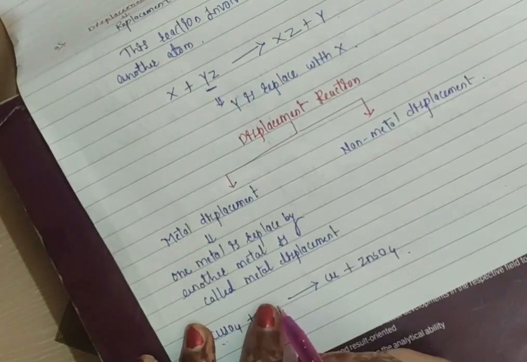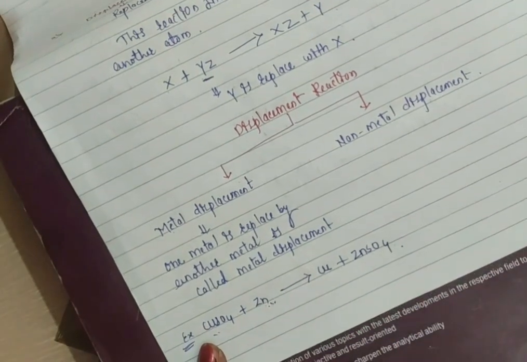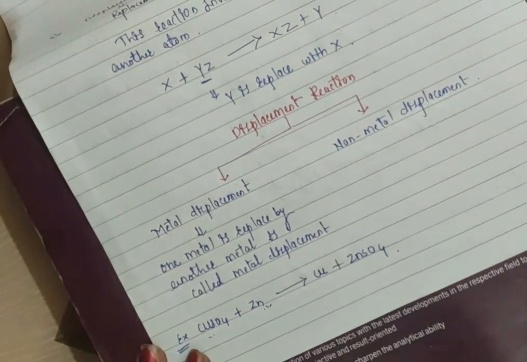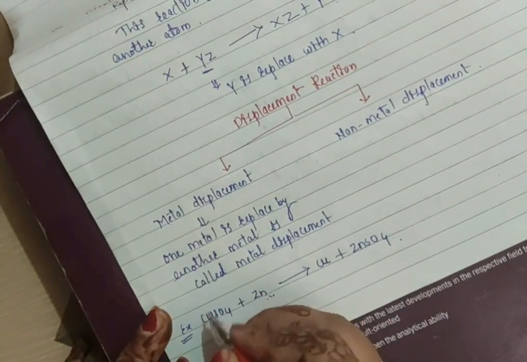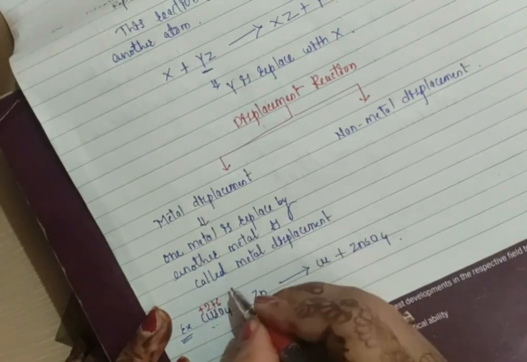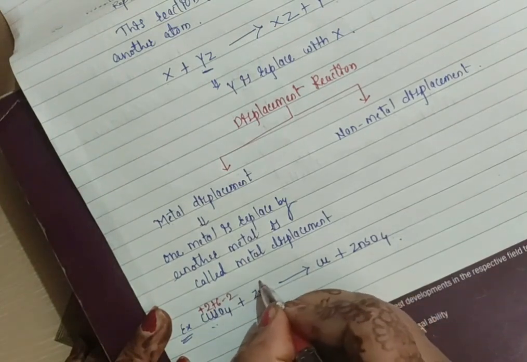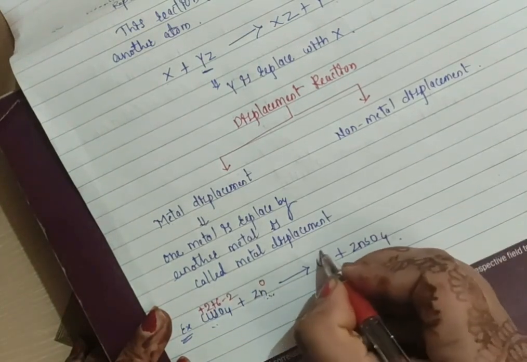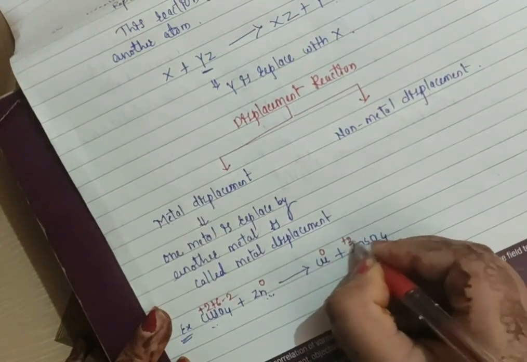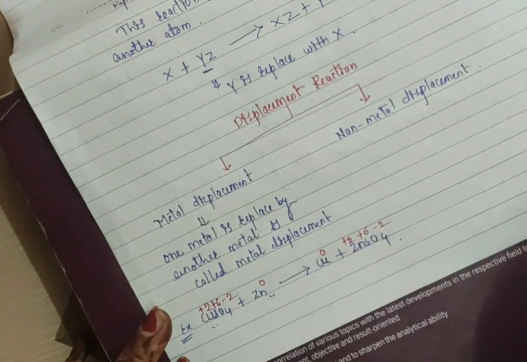So copper is replaced with zinc. So one metal is replaced with another metal. This is called metal displacement. While writing the redox reaction, you always have to mention the oxidation number. Here the copper has +2 oxidation state, sulfur has +6 oxidation state, and oxygen has -2 oxidation state. Zinc in elemental state has 0 oxidation state, copper also in elemental state has 0 oxidation state. Here again zinc has +2 oxidation state, sulfur has +6, and oxygen always has -2 oxidation state.